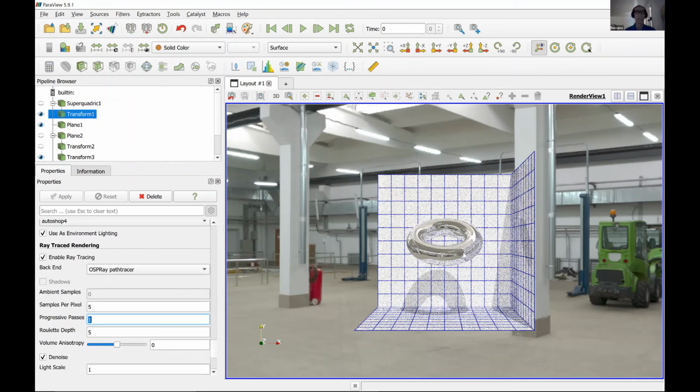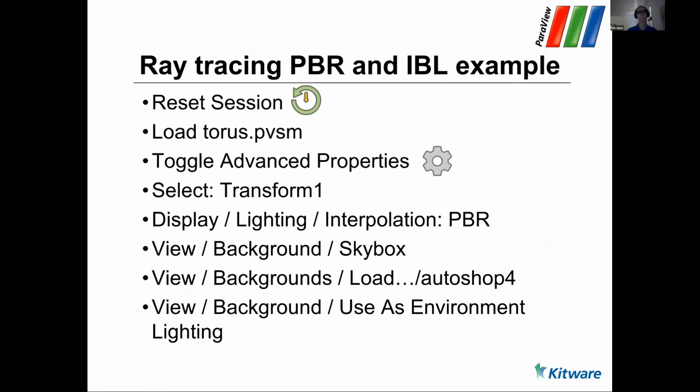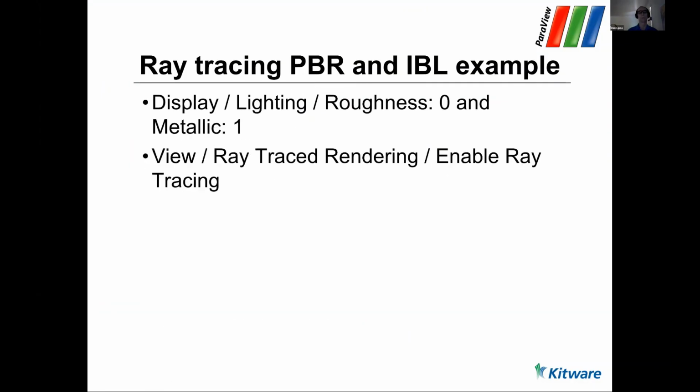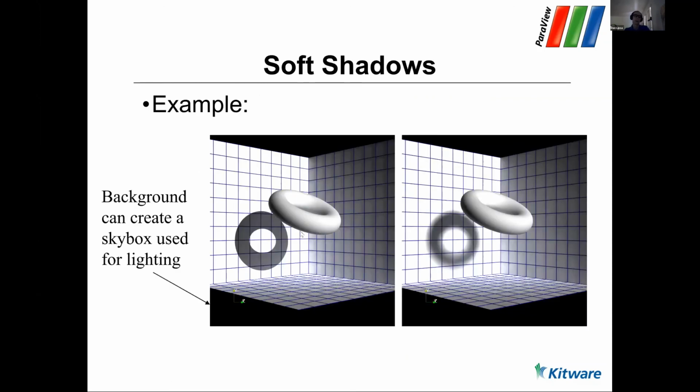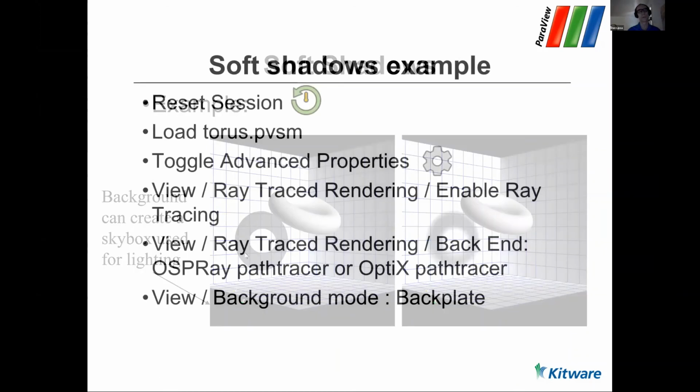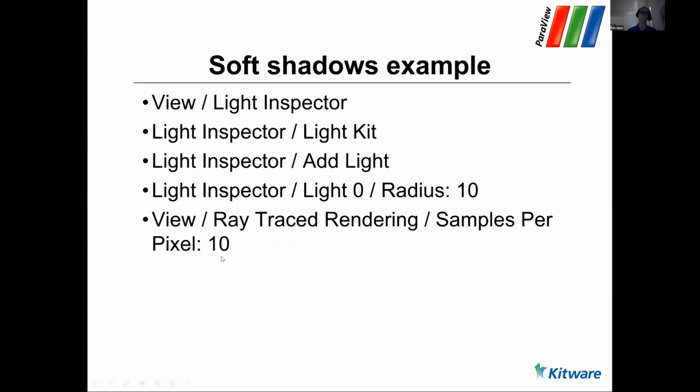Okay, so let's look at what other examples we have. We have a few more examples that show you how ray tracing provides shadows as well as soft shadows, and show you how to change that. Basically, for soft shadows, you need to set the radius for the light to be bigger than 0.